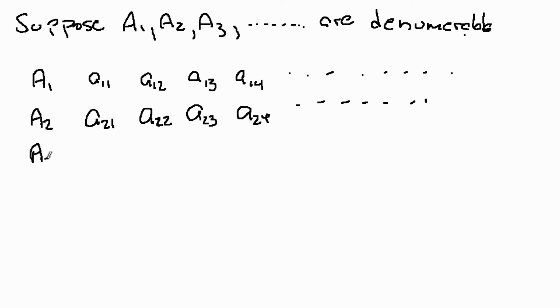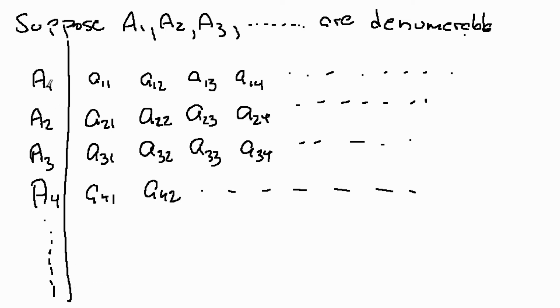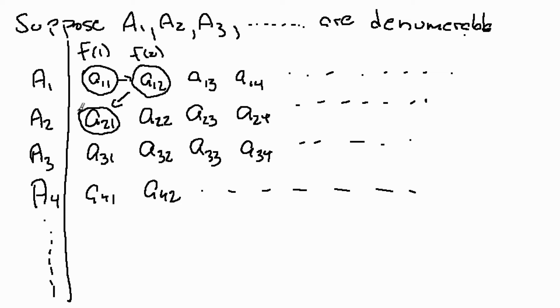And I can do this for all of my sets here. A4, A41, A42. And remember, this goes all the way down. So these are the names of my sets, these are the elements in the set. Well, I think you can see what's going on here now. I can do exactly the same trick here that I did with the positive rational numbers. For example, I look at this one here, and that's f of 1. Then I come over here, and that's f of 2. And I come over here, and this is f of 3.